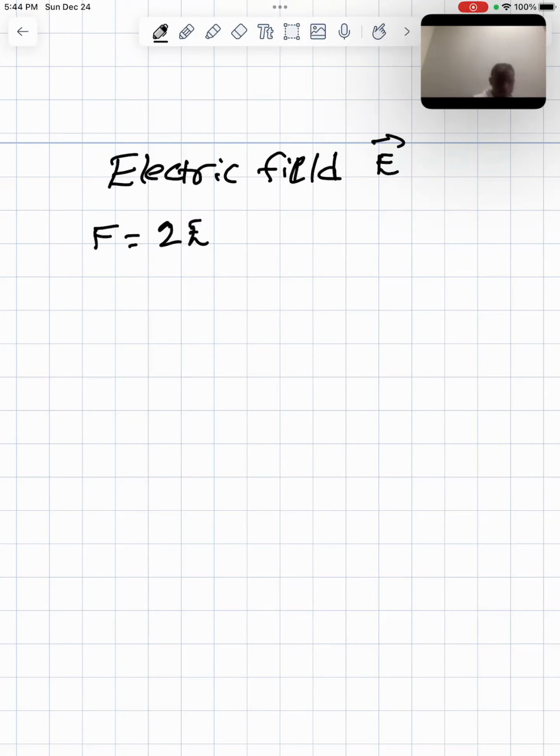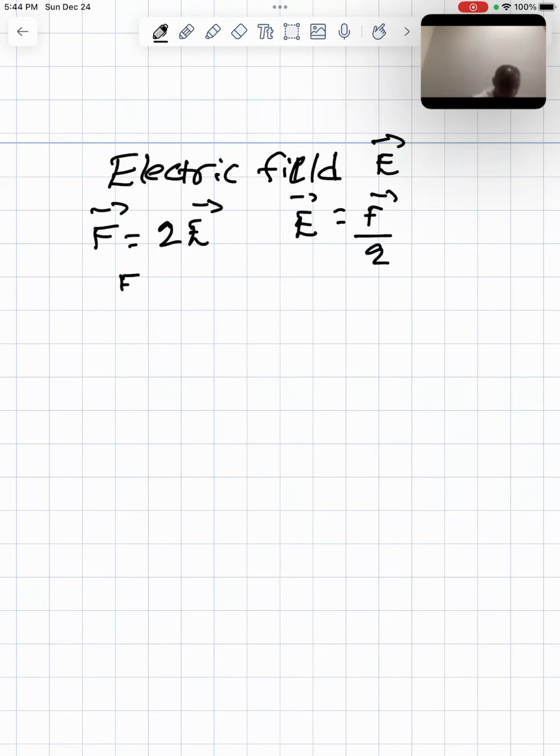Electric field. So electric field, I use the notation E whenever I have electric field. And we discussed last time, force is nothing else but charge times electric field. So electric field is just force divided by Q. And electric field is a vector quantity and force is a vector quantity.